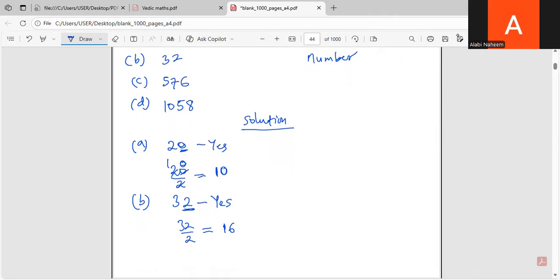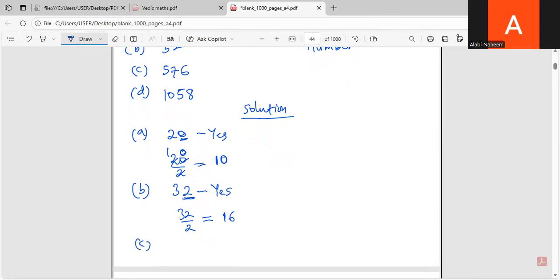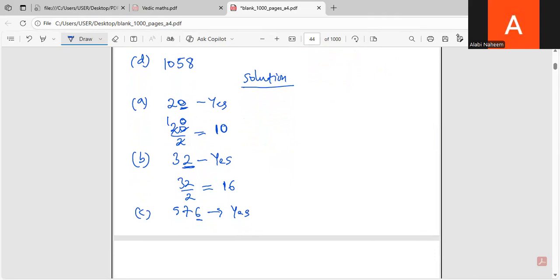The third number we have here is 576. Is it divisible by 2? Yes, it is. Why? Because it ends in an even digit. It ends in 6, which is an even digit. So you can try to divide it. 576 divided by 2. What do we have? 2 in 5 gives 2 with remainder 1. 2 in 17 gives 8 with remainder 1. Then 2 in 16 gives 8. That gives 288. You are also right.